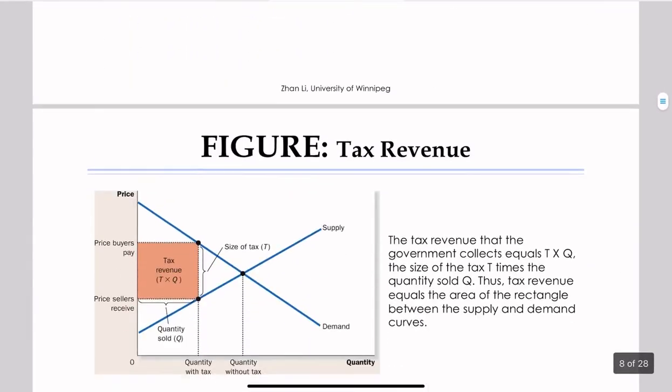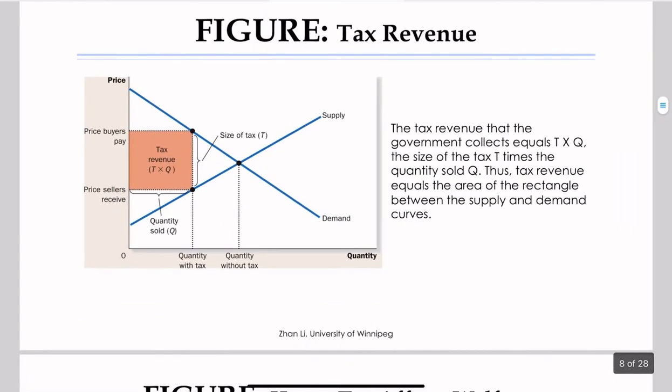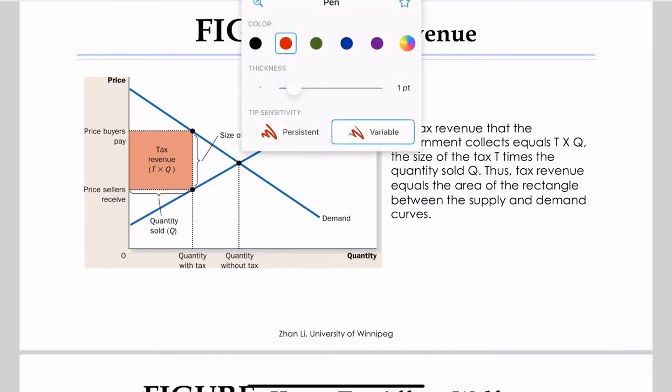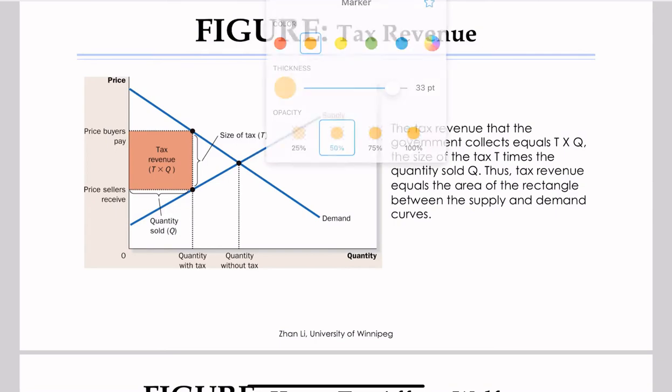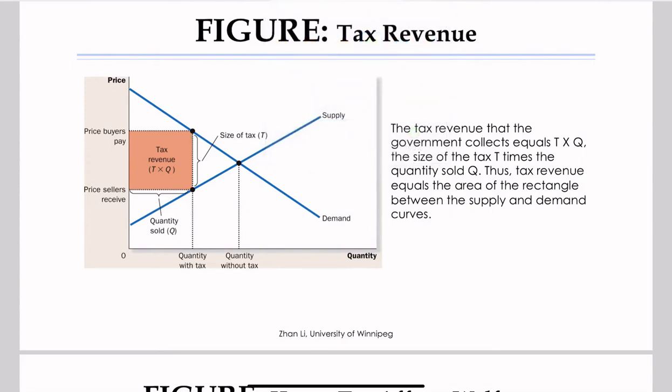So what you can see here is once the government imposes tax, first you will see a wedge between the demand curve and the supply curve. Right? I know I have used the word wedge several times, and it's fairly intuitive, right? So you can see that this is the wedge.